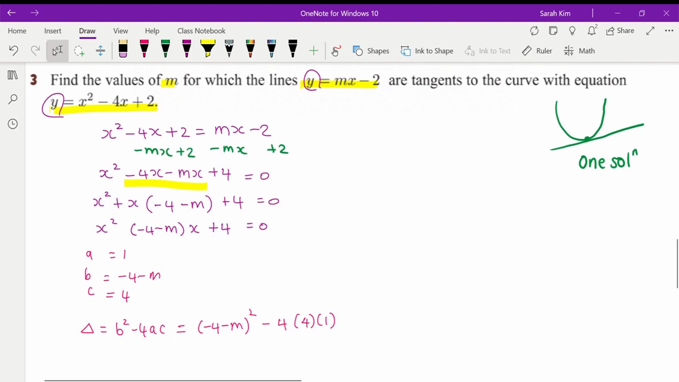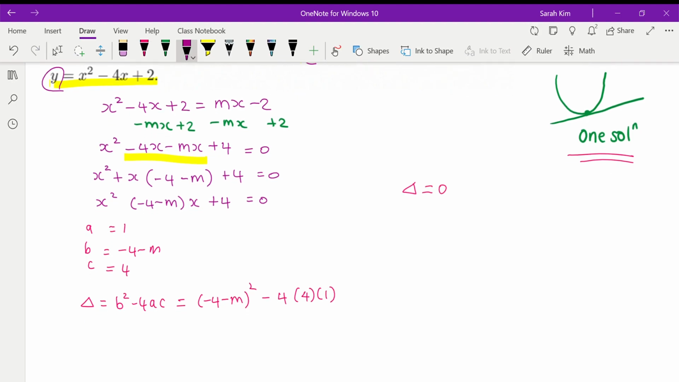Then what you need to do is figure out what one solution means. That means the discriminant is 0. So I want this whole function to be 0. I'm going to remove this from the left-hand side and put it on the right-hand side. That's minus 16, so I just do a plus 16 on both sides. On the left-hand side I get (minus 4 minus m) squared equals 16.